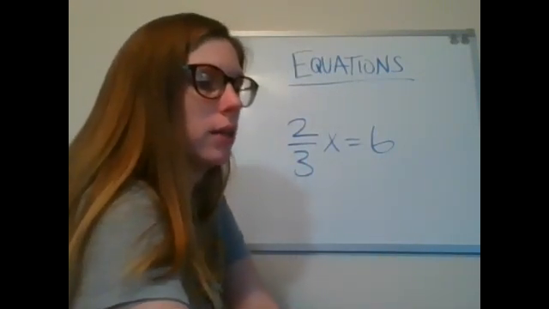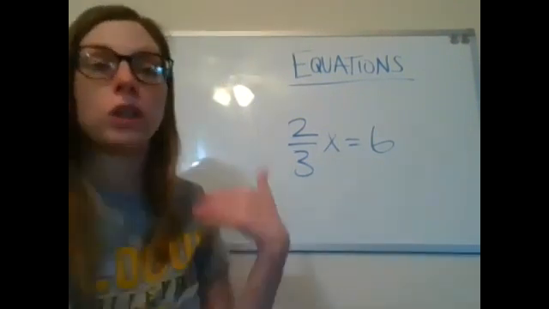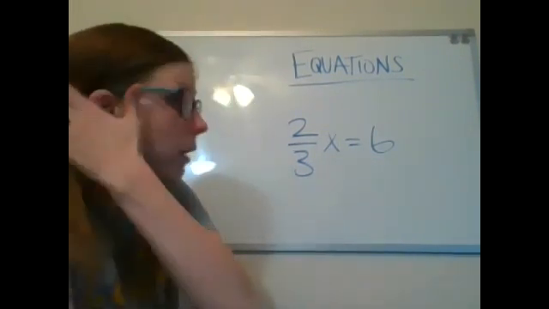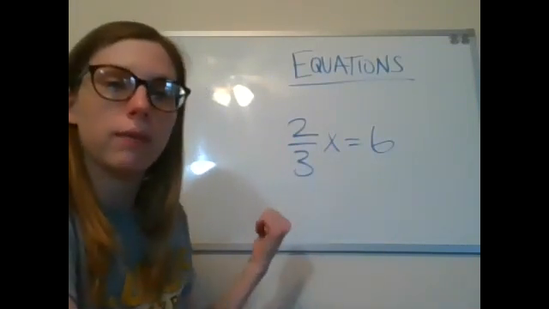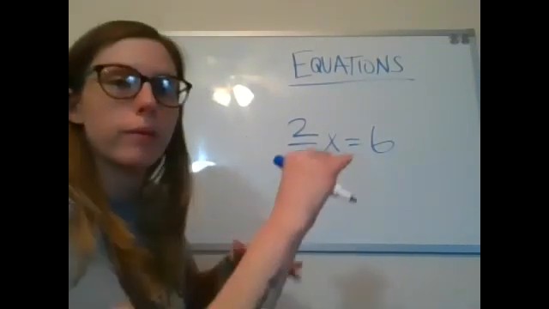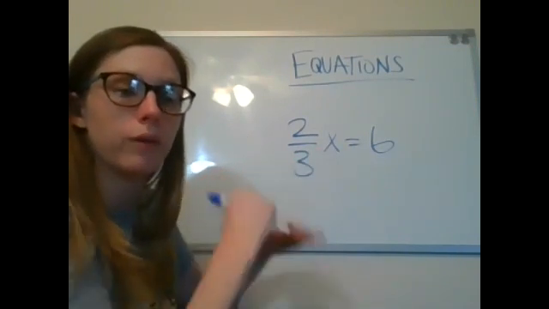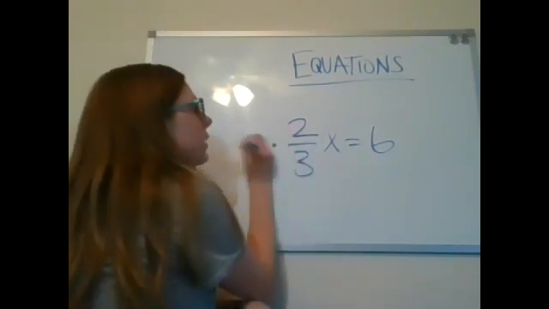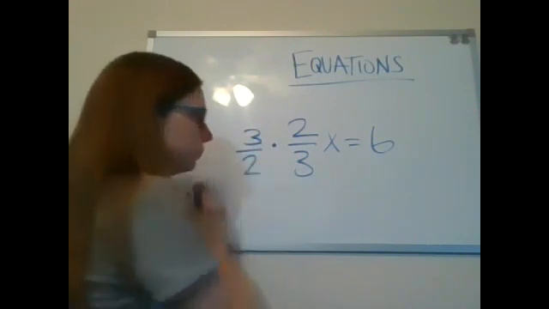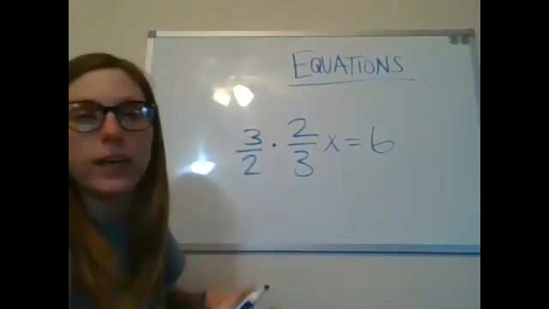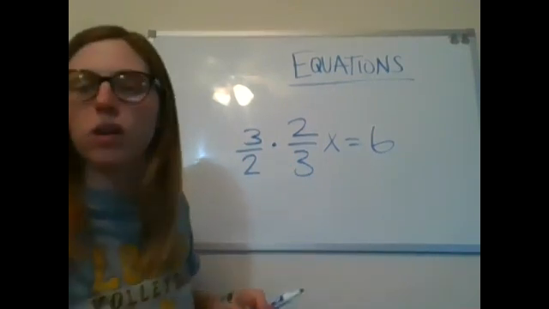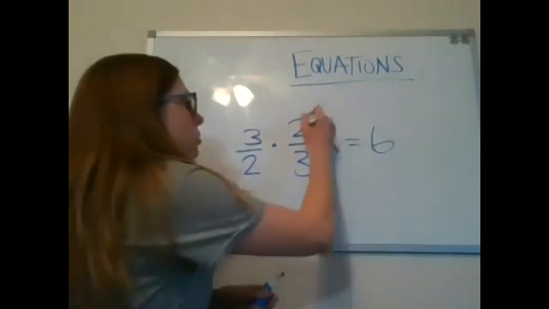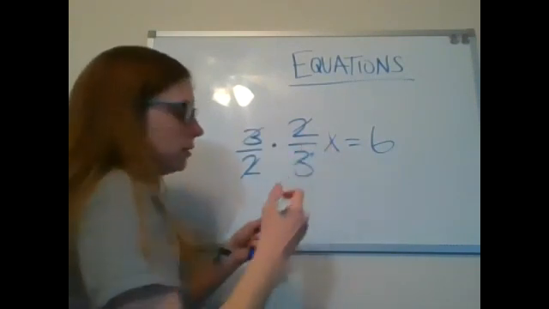2/3 x equals 6. Okay, so we're still going to do the same thing. We're going to multiply by the multiplicative inverse. So the multiplicative inverse of 2 over 3, remember we take the numerator and denominator and we flip them, is going to be 3 over 2. Now, remember, anytime something's in the top and the bottom of the fraction bar, we can cancel it out. So on this one here, those 2's cancel, those 3's cancel.